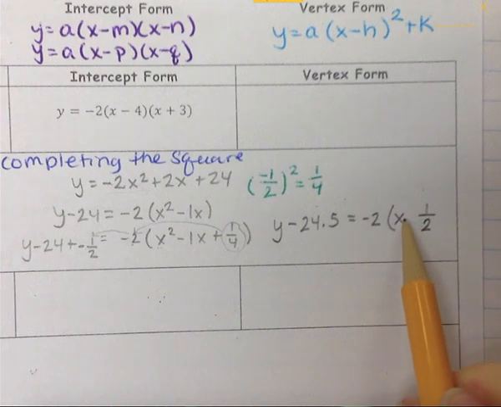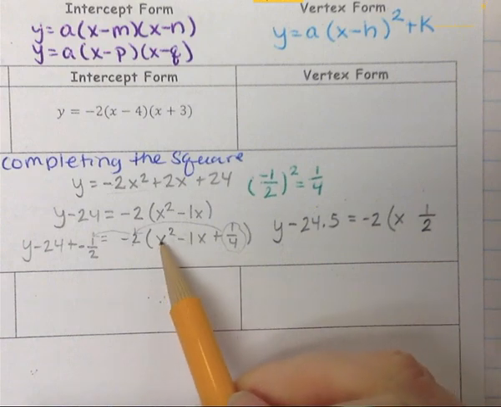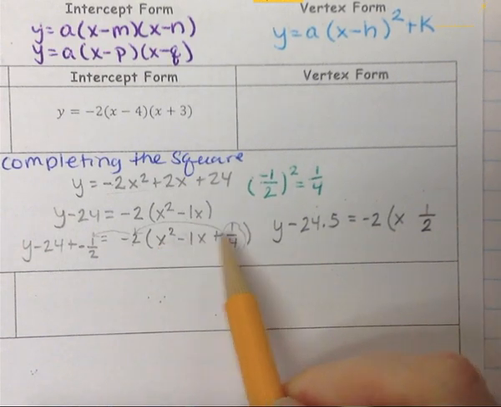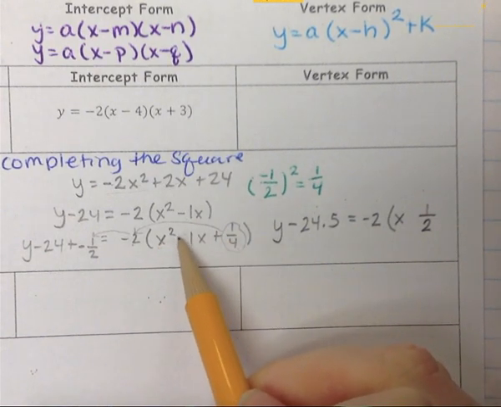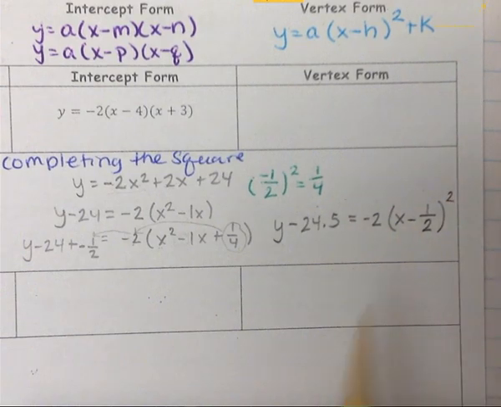Now I need my sign in here. This is either going to be a positive or negative. It all depends on this middle sign. Since I took the square root of the first and the square root of the third, I have to do something with the second. I just focus on the sign of the second. So that's a negative, so I'm going to have a minus 1/2, and then I'm going to have that squared, because it is a perfect square trinomial.